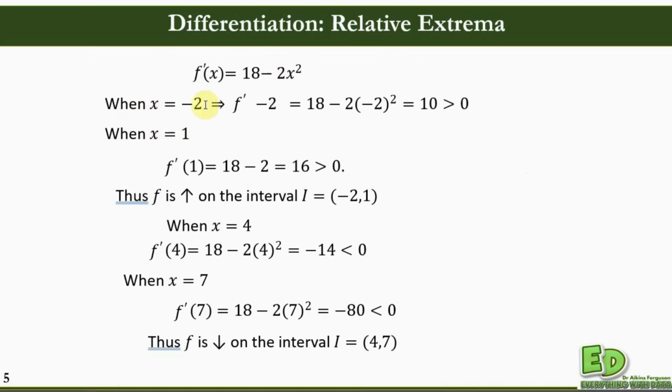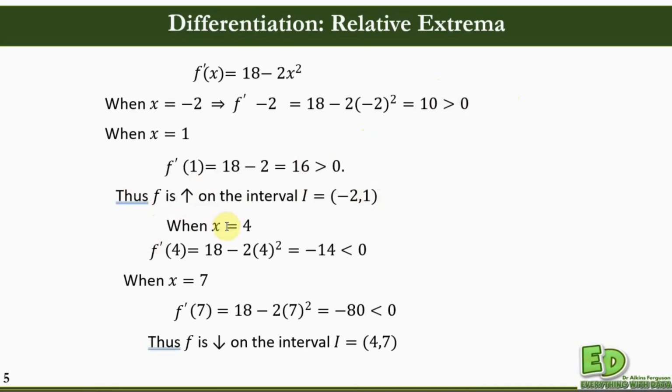So in place of x, we have minus 2. Then that will give us this final answer here, which is 10. 10 is also greater than 0. We say that at that point, the function is increasing. And then when x is equal to 1, at that same point, we'll have 16, which is also greater than 0. Thus, f, or the function, is increasing on the interval, right? Negative 1 and 2, or at the point negative 1 and 2.